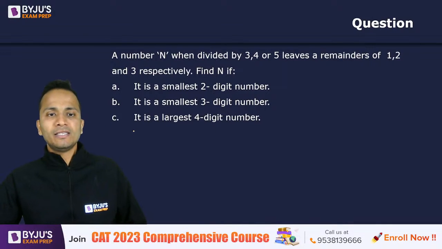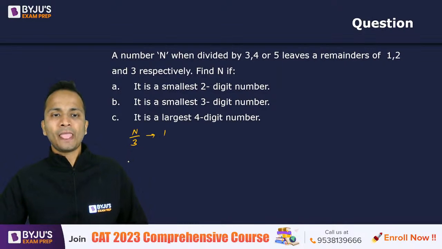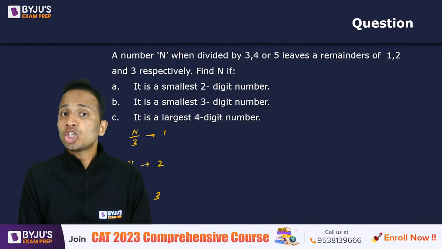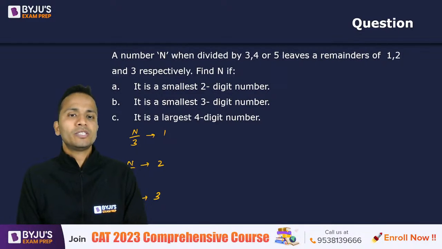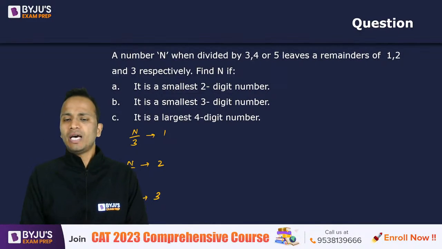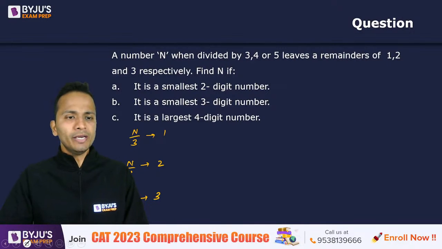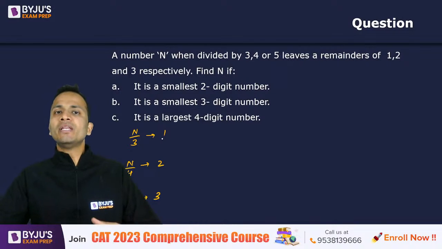Now it says that a number when divided by 3, the remainder is 1. When divided by 4, the remainder is 2. And the same number when divided by 5, the remainder is 3. Now in this case, the remainders are not common. So you need to make the remainder common. How will we make the remainder common? Simple task. Either you can subtract the divisors from the remainder, or you can keep adding them.